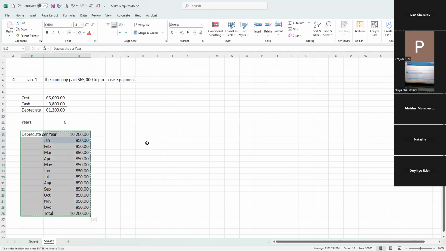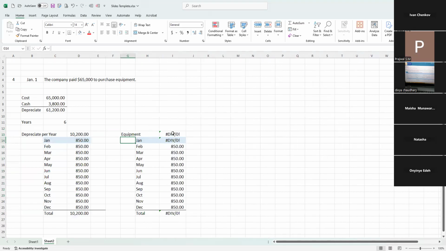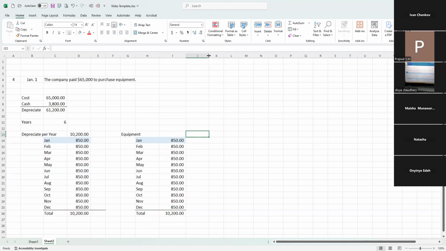Let's do the same thing with the equipment. That will be our equipment. Now, how much do we have to depreciate? First year, 850 a month. Per year, 10,200. That's how much we have to depreciate. How are we going to depreciate it? Every year, 850? Every month, 850. So what's my value of the equipment? My original cost was 65,000, right? That's how much I paid for the equipment.